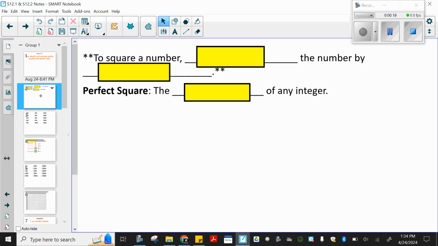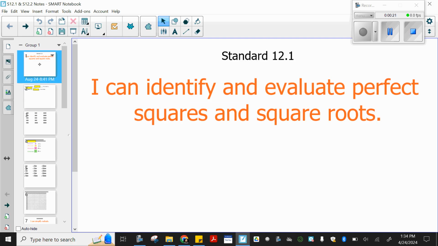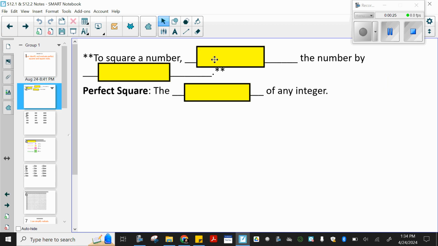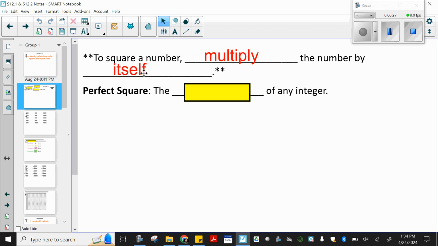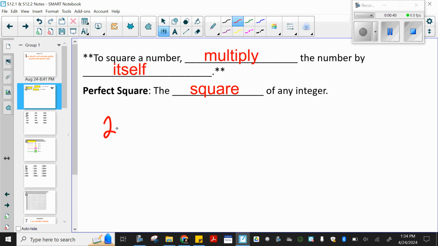All right. Okay, so let's start talking about, I can identify and evaluate perfect squares and square roots. Perfect squares: to square a number, we're gonna multiply the number by itself. A perfect square is just the square of any integer, such as 2 times 2 or 3 times 3. That's the square of an integer. So this is really just 2 squared.